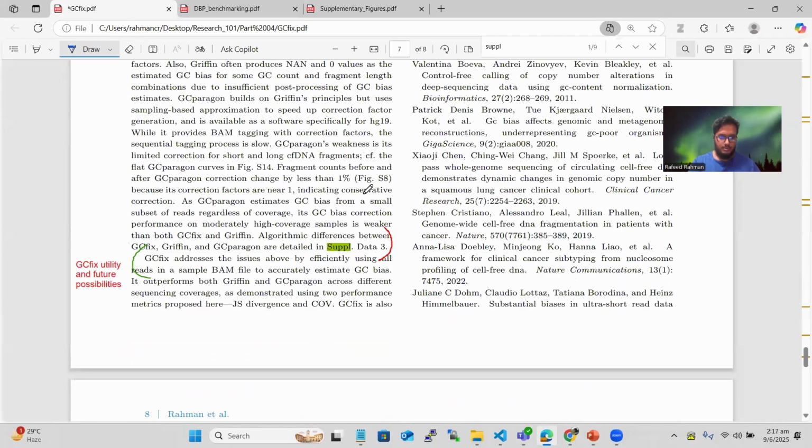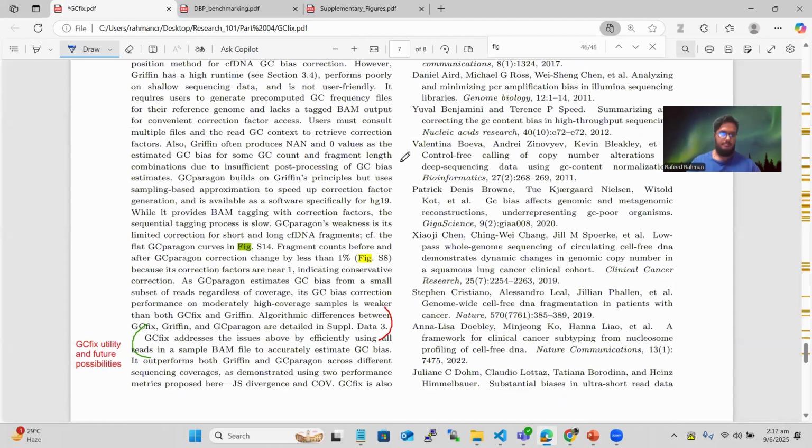Supplementary data. Okay, let me see. Yeah, so these are my supplementary figures. It's fig S14. S14 means supplementary figure 14 basically. So you have many supplementary figures here.